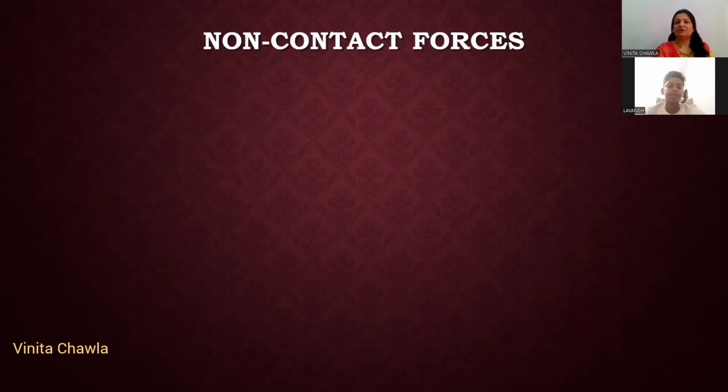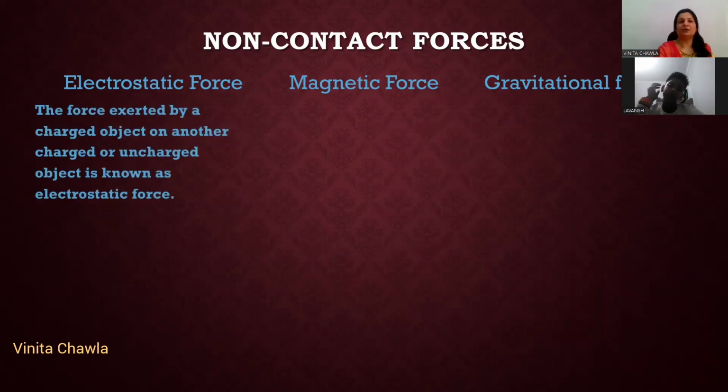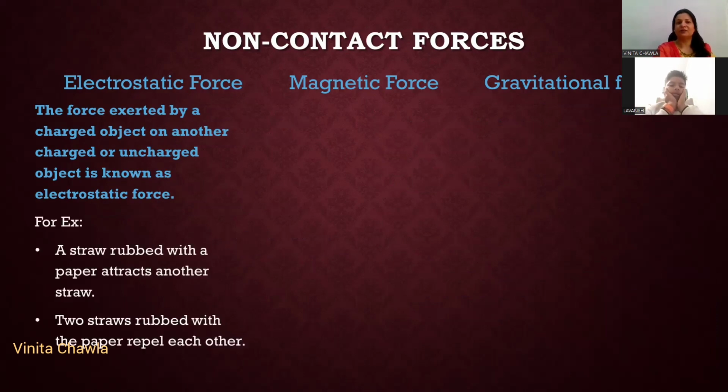Next, we have non-contact forces. Non-contact forces are of three types: electrostatic, magnetic, and gravitational forces. The word electro means charge and static means rest. So these are the forces which exist between the charges. The force exerted by a charged object on another charged object or uncharged object is called electrostatic force, because like charges repel each other and unlike charges attract each other. For example, a straw rubbed with paper attracts another straw. Two straws rubbed with the paper repel each other. So these are the examples of electrostatic force.